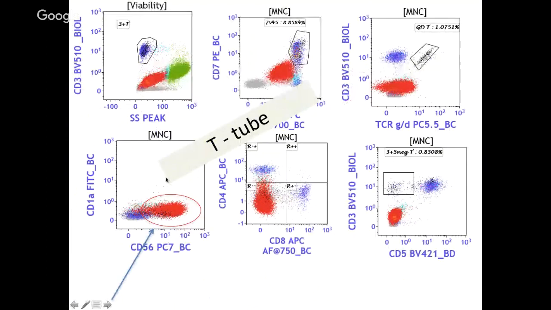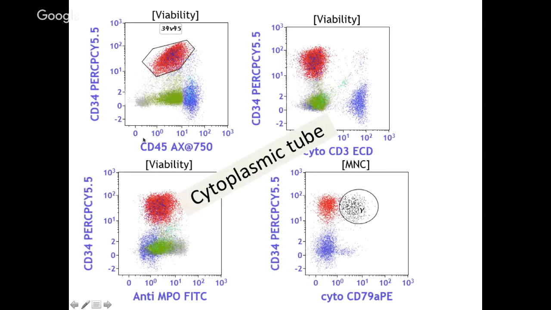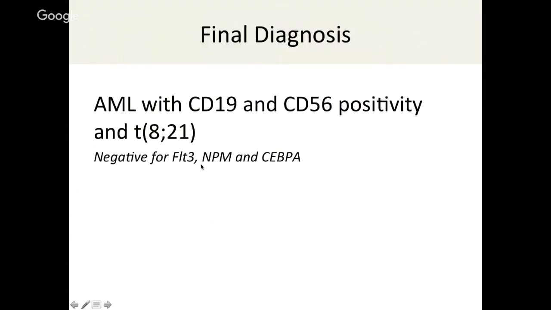Here CD56 is positive in the T tube. All the T markers are negative in the red dots. You have to believe me, the red dots are the blasts and they are positive for CD56. So here we have two interesting markers. And in the cytoplasmic tube, MPO was weakly positive. The MPO on flow can be tricky. So our final diagnosis in this young boy was AML with CD19 and 56 positivity and translocation 8;21. FLT3, NPM, CEBPA were negative.